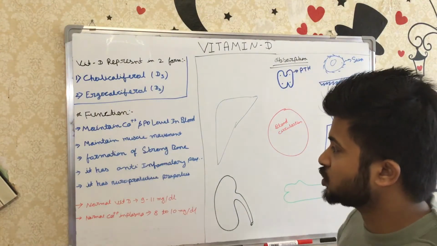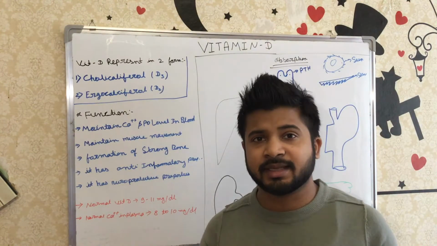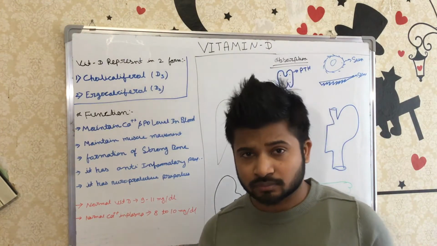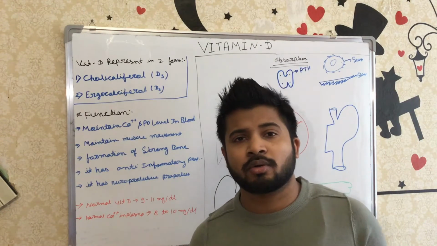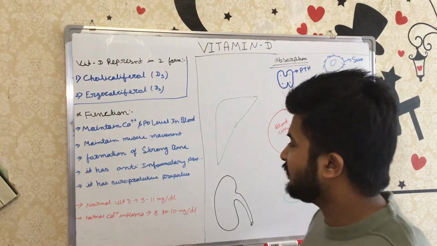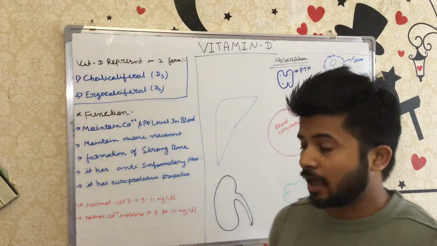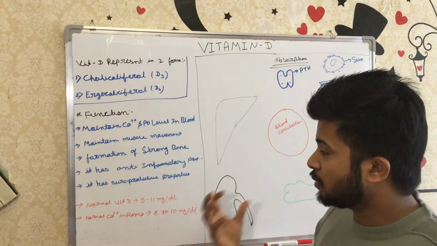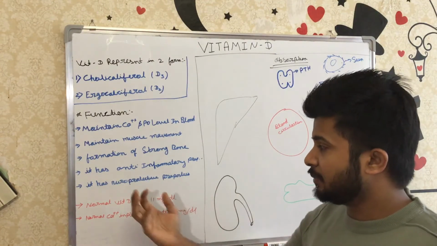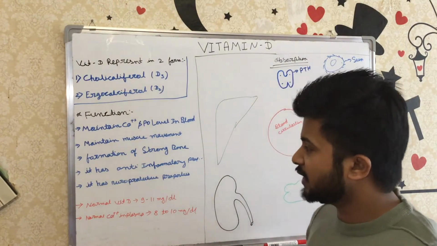Second one, formation of stronger bone. Obviously the bone needs calcium so it can be stronger, or very good bone during formation. Next, it has anti-inflammatory properties. Due to the normal amount of calcium in the body, it can play a role in anti-inflammatory properties somehow, but not significantly.